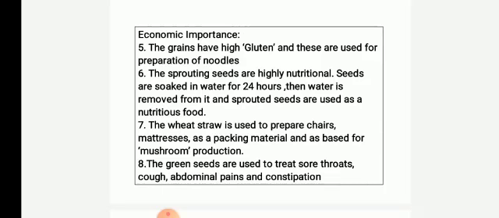The wheat straw is used to prepare chairs, mattresses and packing material. It is used in the mushroom cultivation process or mushroom production. It is used as a base for mushroom production.